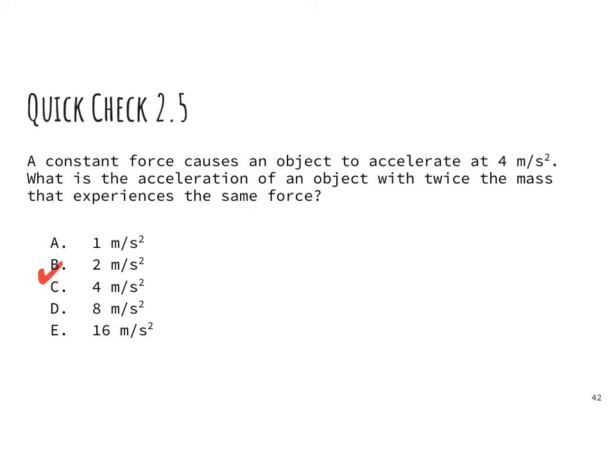So we have just a couple quick checks. The first one says a constant force causes an object to accelerate at 4 meters per second squared. What if I double the mass? Well, according to my formula, acceleration equals the force divided by the mass. So if I double the mass, I am going to halve the acceleration, because those two things are inversely proportional to one another. Therefore, I will have an acceleration of only 2 meters per second squared instead of the original 4.